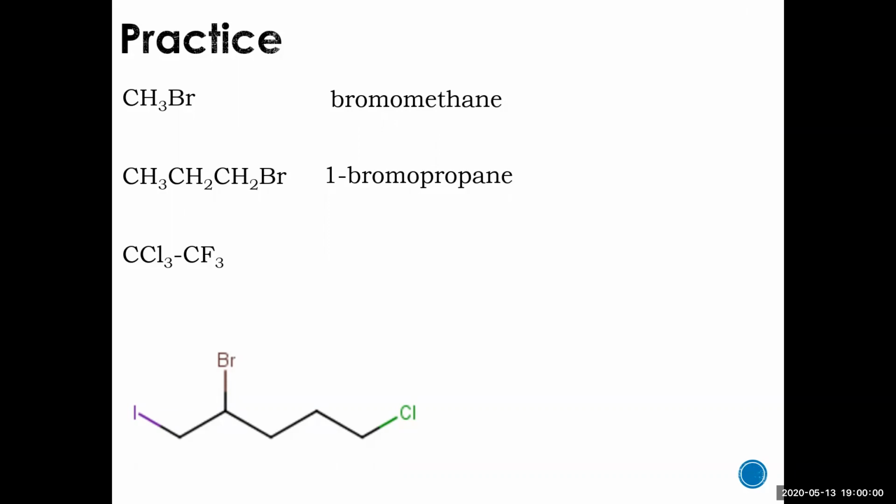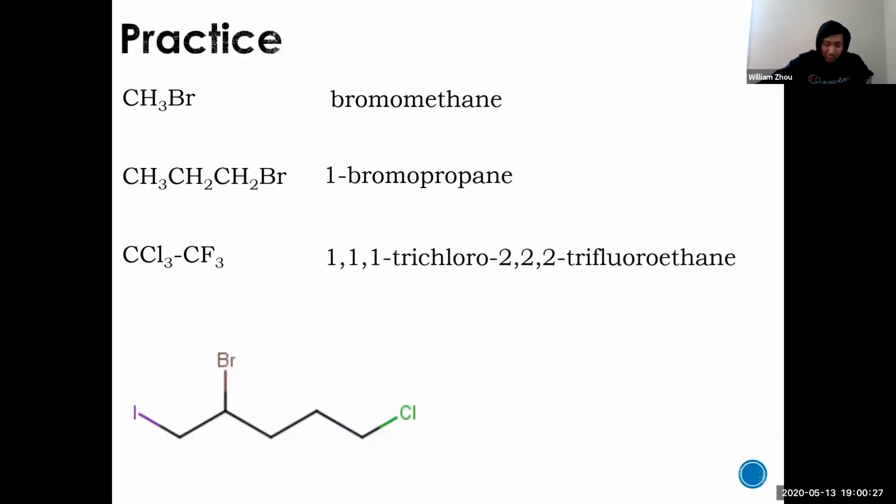I found it, but it's so weird. I said 1, 1, 1, chloro, and then 2, 2, 2, fluoroethane. Oh wait, trichloro. Sorry, trichloro. So now you're right. It's 1, 1, 1 trichloro, 2, 2, 2 trifluoroethane.